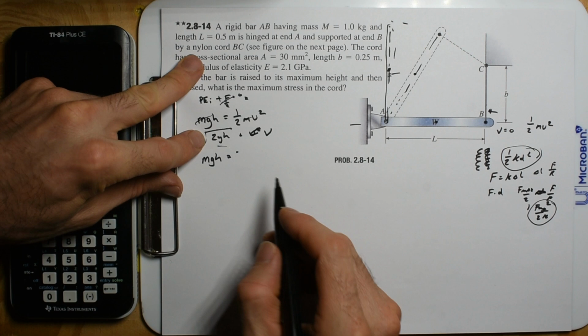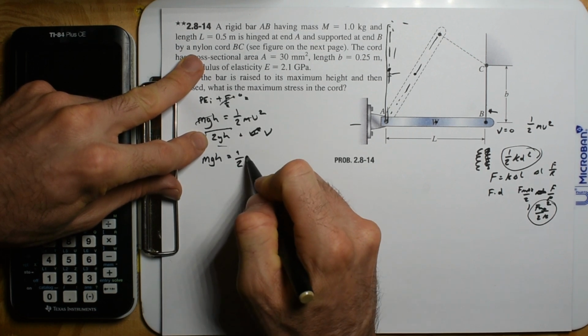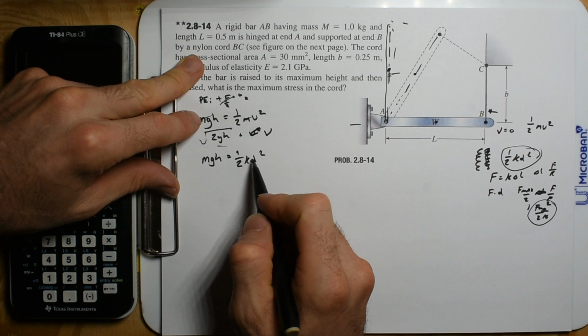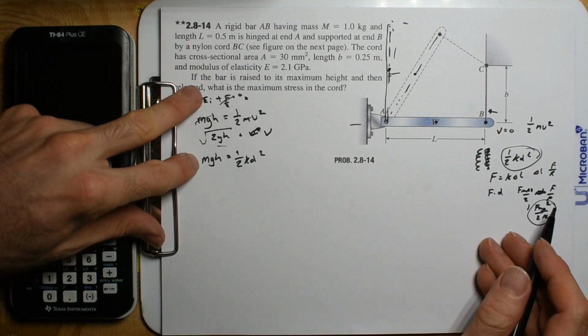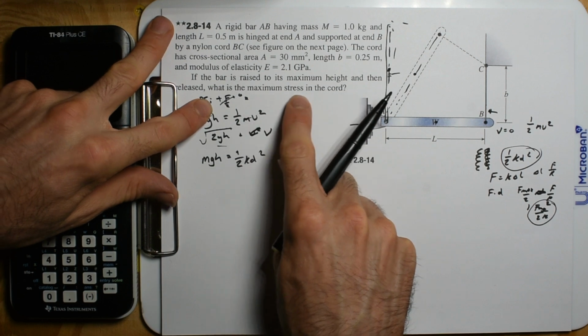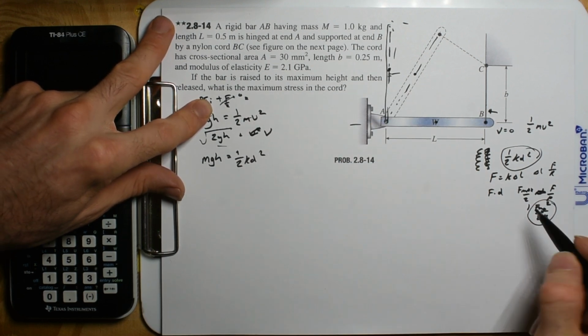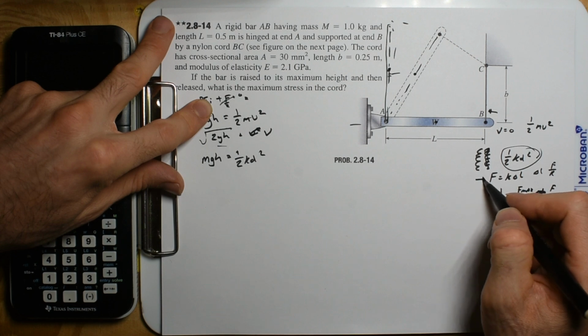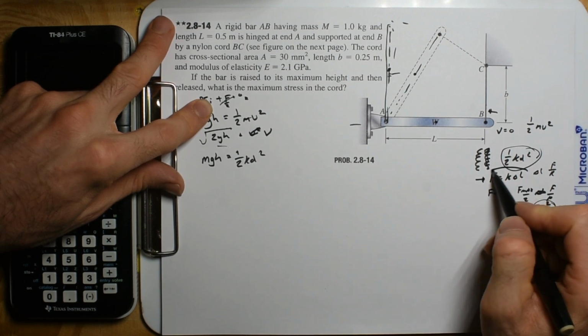We're trying to get this in 10 minutes. All right, so you got 1/2 kd squared, and now you're going to rearrange for what? What do they even want to know? Oh, what's the max? Check this out: what is the max stress in the cord? So we will go back to this, maybe. We'll probably just use the equation for a spring.